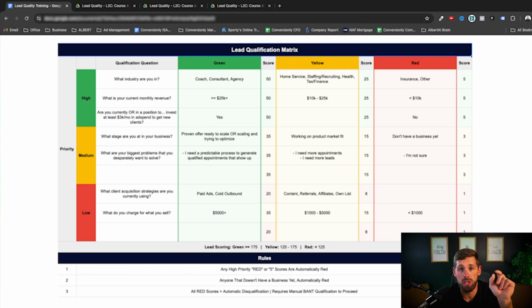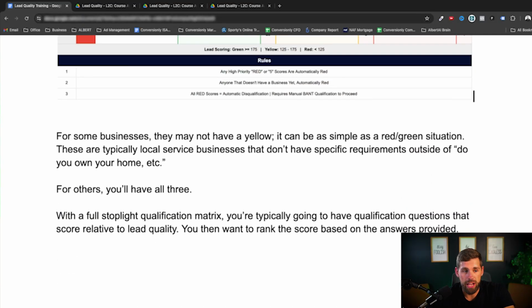Automatic disqualification requires manual BANT qualification to proceed. That's essentially saying someone on our sales team needs to get on the phone or in conversation with this prospect and manually qualify them for what it is that we're selling. Now, with this lead qualification matrix, you may not have yellow responses.